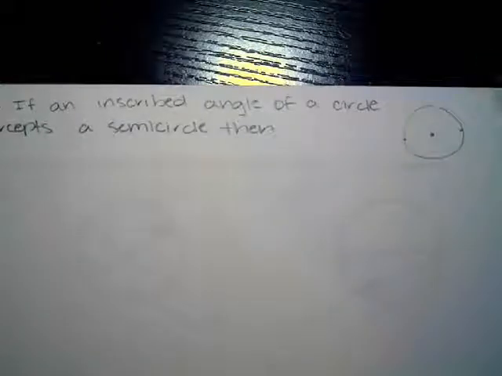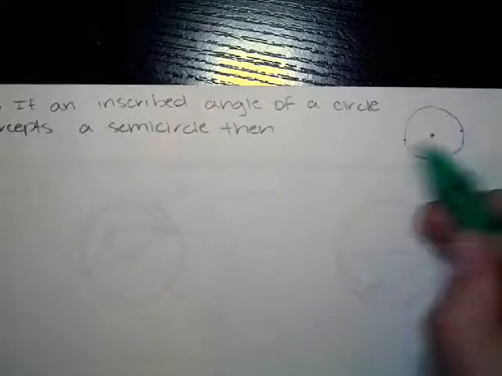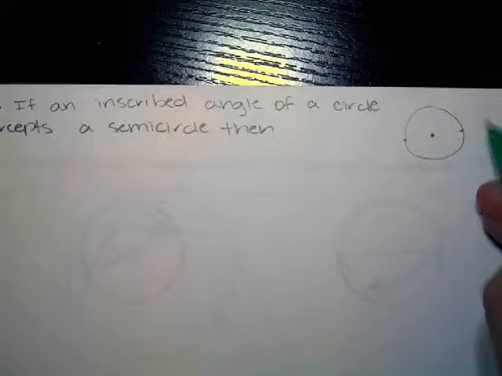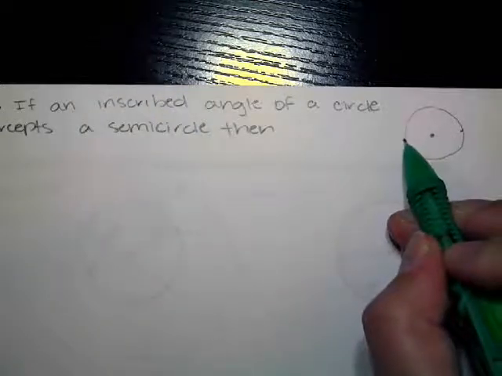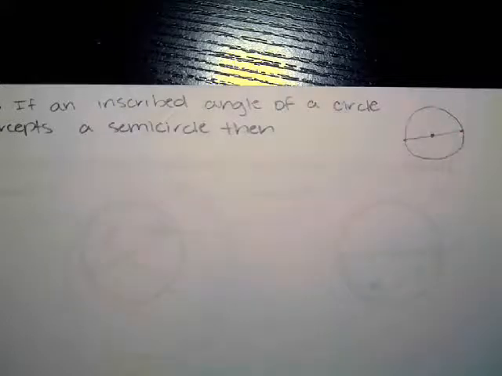Because they have to intercept a semicircle, and what is a semicircle? Anybody know what a semicircle is? Half of a circle. A semicircle is half of a circle. Okay, so you have to make 2 dots that make half of a circle, so they're endpoints of a diameter. So I'm going to go through the center, so there's my diameter of a circle.